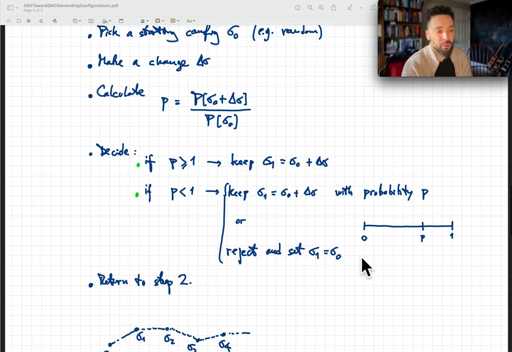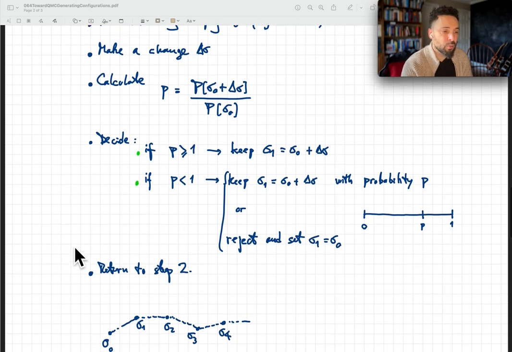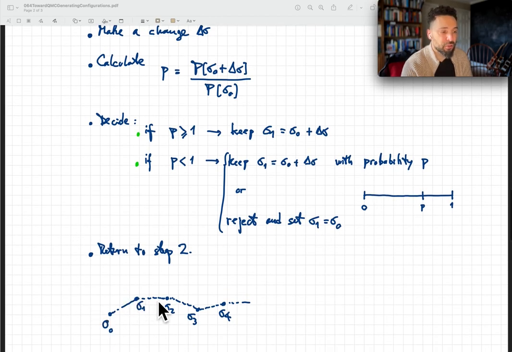And what you can do is you can throw a random number, and if it falls between 0 and p, then you accept that configuration. And if it's greater than p, if it lies over here, then you reject it, and your sigma 1 is equal to sigma 0. And so in this way, what you do is you generate a chain of configurations, sigma 0, sigma 1, sigma 2, sigma 3. If the change is rejected, then the sigma 1 happens to be equal to sigma 0. Otherwise, it will be different.